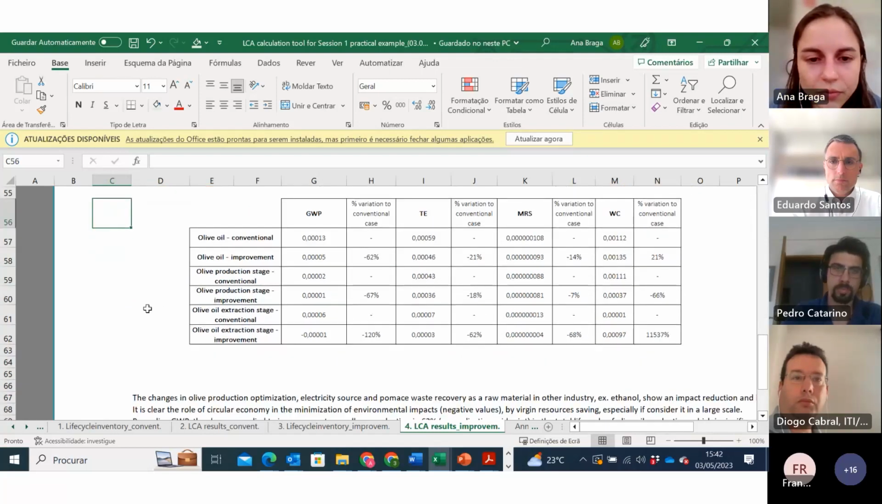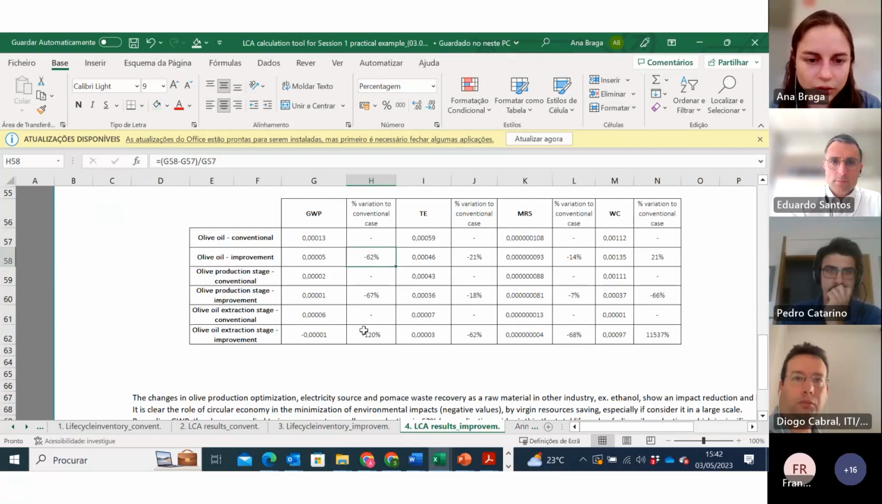So you also have here the table that shows the reduction in the overall olive oil impacts, and then by production in a second stage. So you have here global warming decreases 62%, it's good. But then an increase of 21% in water consumption.